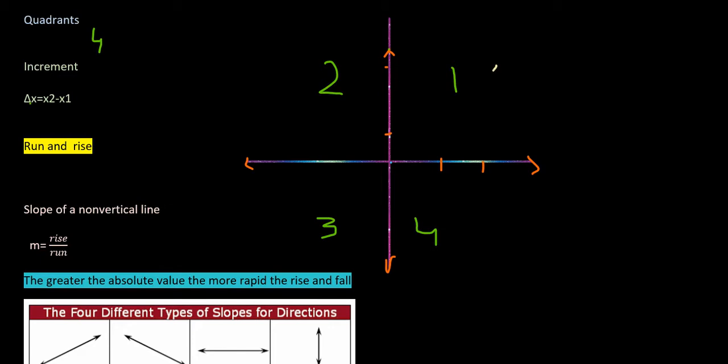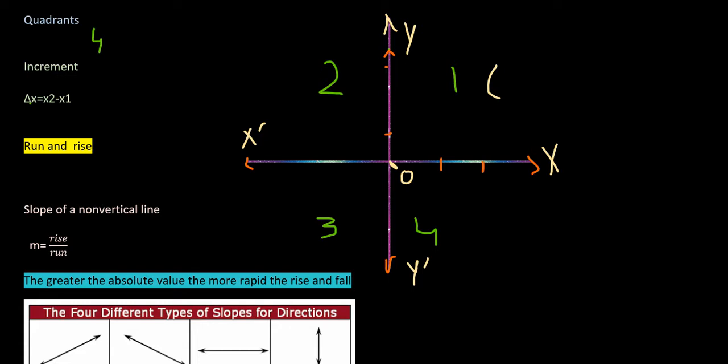And you can see that this is our positive x-axis, and this is our origin, and this is our negative y-axis, and here lies our negative x-axis, and here on the upward side will be our positive y-axis.